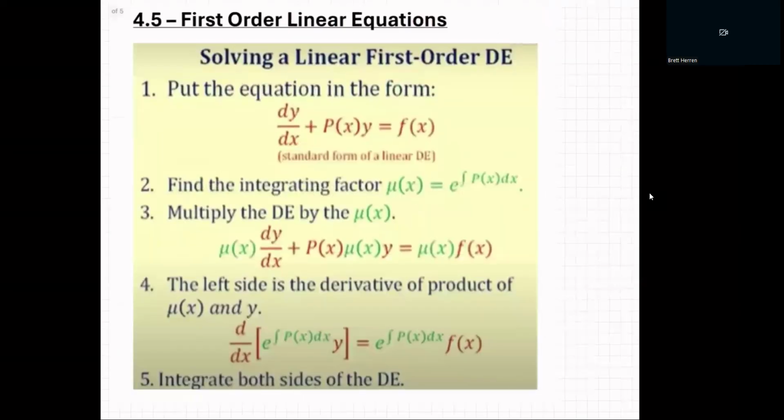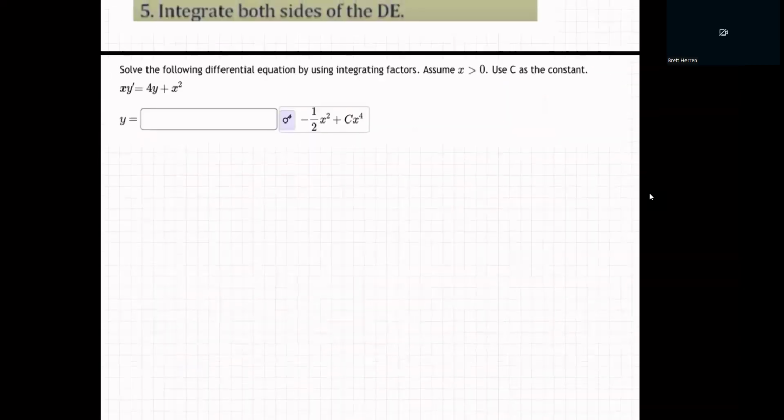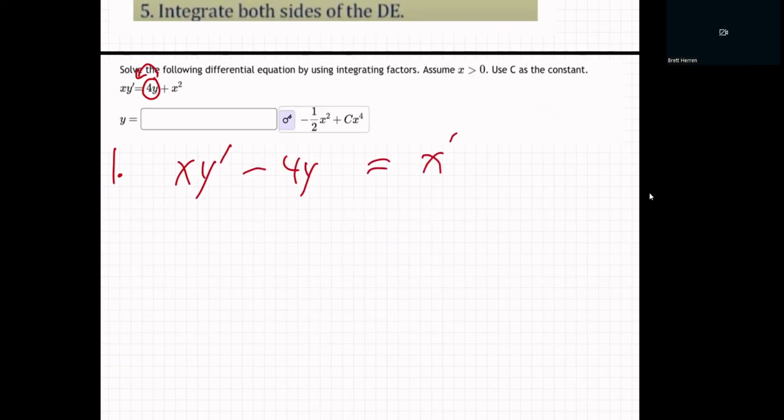Well, here are the steps. Step one, put the equation in the form where y prime, or dy/dx, is alone, then the y stuff on the other side, no y stuff. So let's do that as step number one. I'm going to grab this term and move it over. So I got x y prime minus 4y equals x squared.